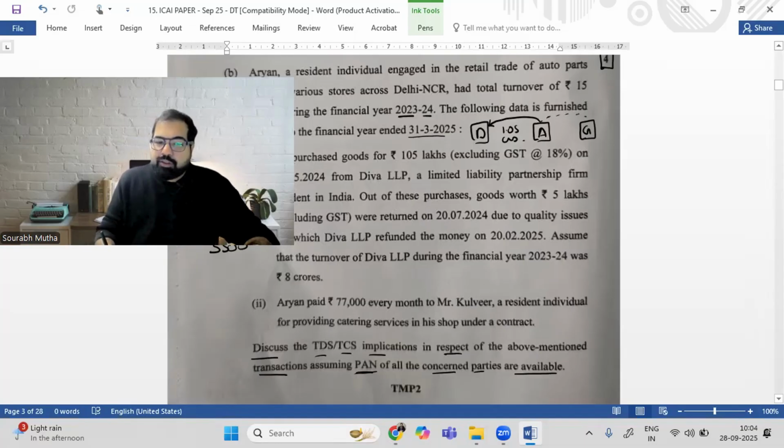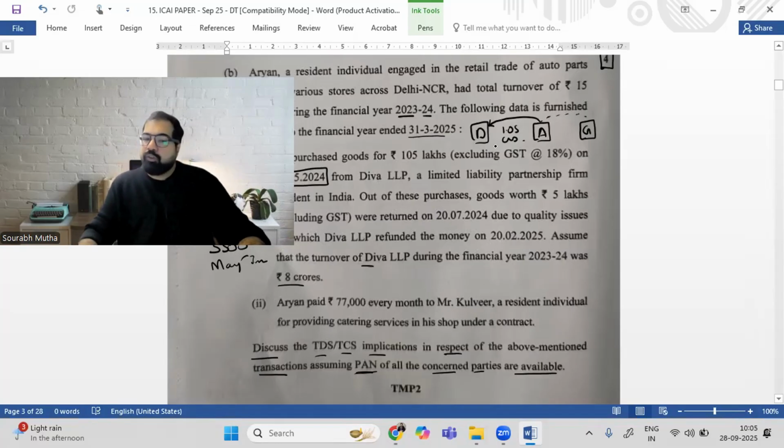So guys, in the month of May, will you have to pay it on the entire amount? Yes, because it is payment or credit, whichever is earlier. So in this case, in the month of May, or that is in the month of June, you'll have to pay 5,500. And whenever there is a return of goods, you can always take a credit of that TDS paid extra. No problem with that. Assume the turnover of Diva Limited during the year was 8 crores.